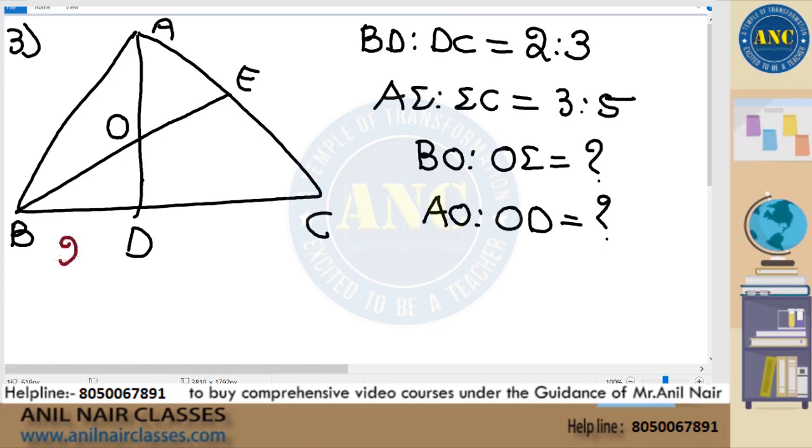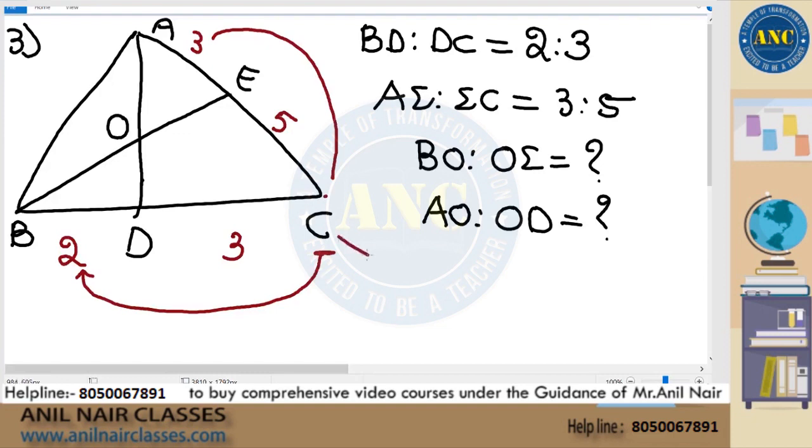BD is to DC. If it is two parts and three parts, immediately we can conclude that point C should be a multiple of 2. AE is 3 and here it is 5, so point C should be a multiple of 3. That means C is a multiple of 2 comma 3. What is the multiple of 2 comma 3? Let me take it as 6.